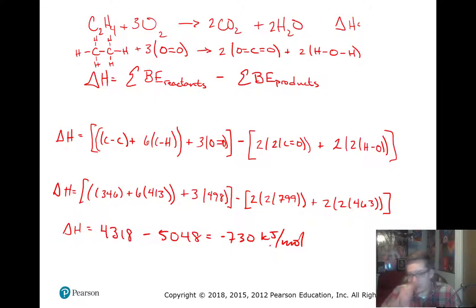So that's how you use bond enthalpies in order to figure out your enthalpy of reaction. And we did it with a combustion, but really you could do it with any reaction. As long as you've got the values for bonds that are formed and broken, you can add them together, multiply them by however many you have, and Bob's your uncle.